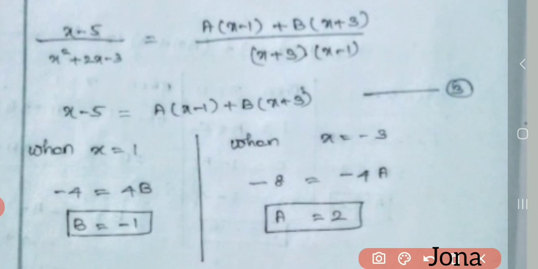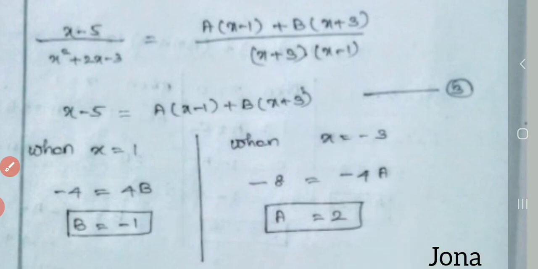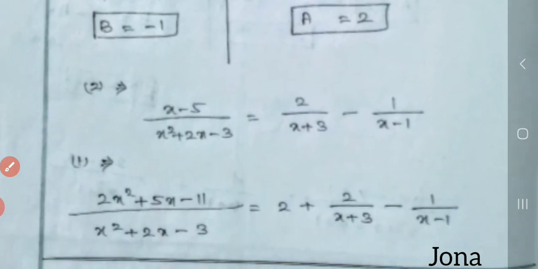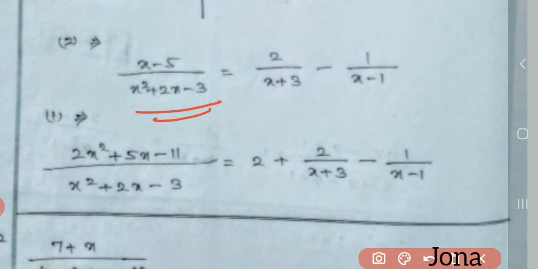And then put this bracket x plus 3 equal to 0. So x equal to minus 3. Substitute in this equation. So I can get the value of a here. So a equal to 2 and b equal to minus 1. And then I want to substitute these values of a and b in the partial fraction. So this is the partial fraction. Here values are substituted. And then the final answer is 2 plus 2 by x plus 3 minus 1 by x minus 1.